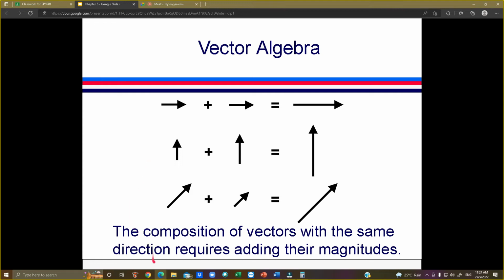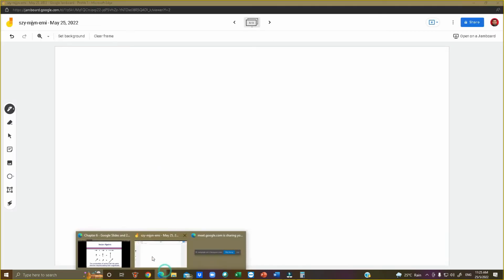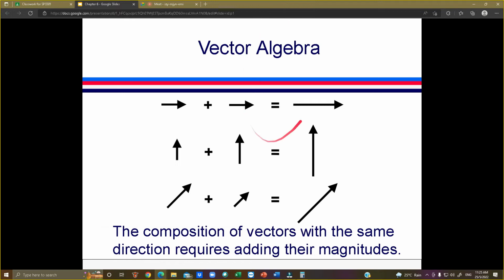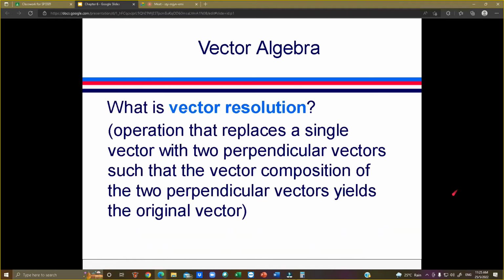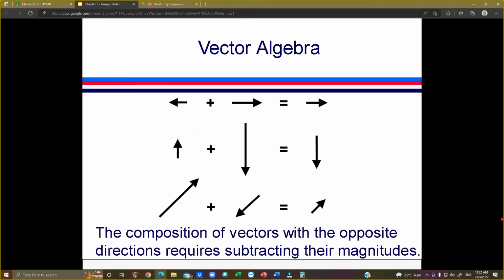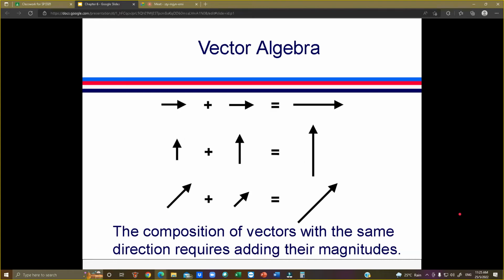Pernah buat tak benda ni? Do you have any idea about this one? Anybody? Vector algebra, apa sebenarnya vector ni? Ada tiga, ada empat jenis. We have composition and we have resolution. Did you ever come across this one during your diploma level? Ada? Ada, boleh skip lah. Ada tak ada? Ada ke tak ada?